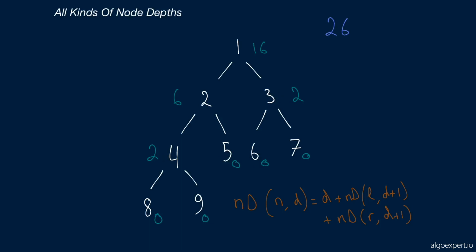And that gives us all of these values, then you sum them up, and you get the answer 26. But is that a good solution? Well, let's look at the complexity analysis.